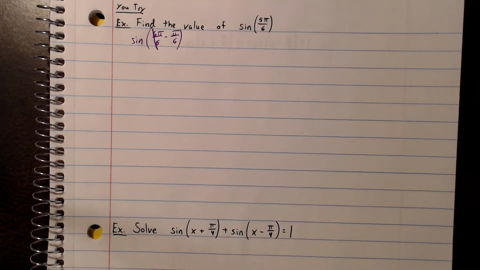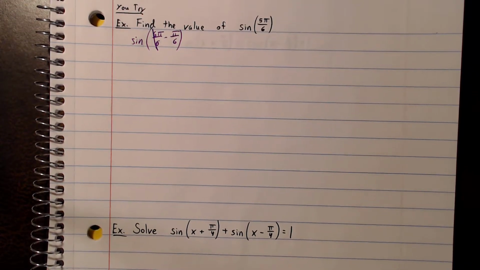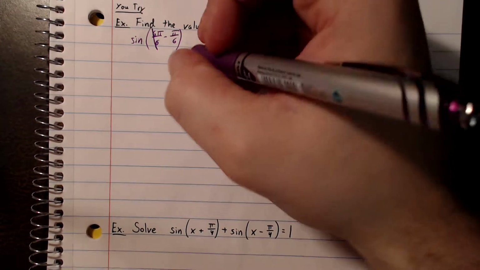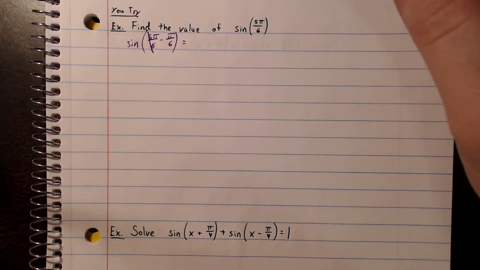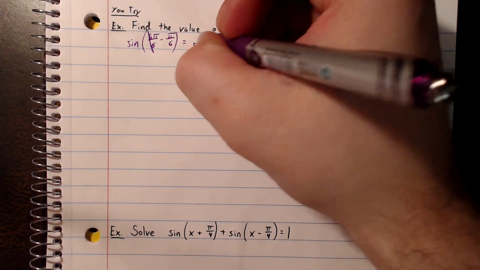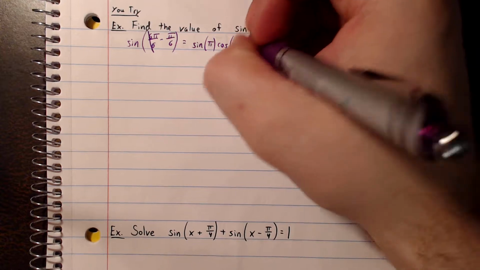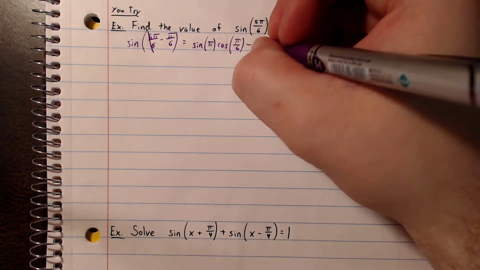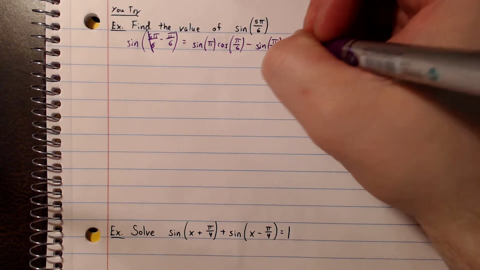So hopefully you figured out that you needed pi and pi over 6 as your two angle measures. Anyways, so we're going to use the formula with these values, right? We want sine of pi times cosine of pi over 6 minus sine of pi over 6 times cosine of pi.